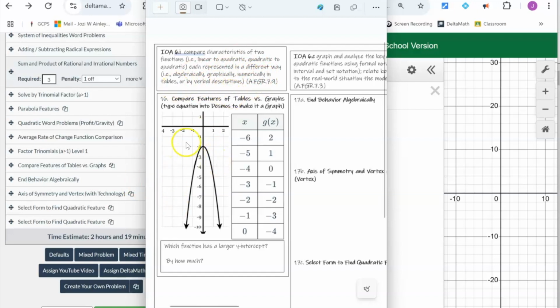So let's look at this. This is a graph. This is obviously quadratic. How do I tell if this is quadratic or linear? Well, are you adding the same thing? Is it a consistent rate of change on both sides? Yes, it is. So I know this is linear.